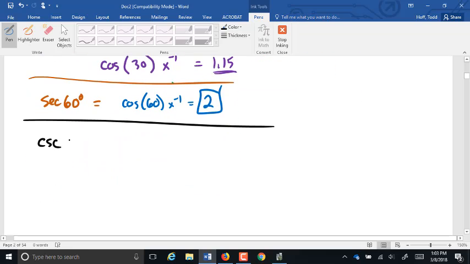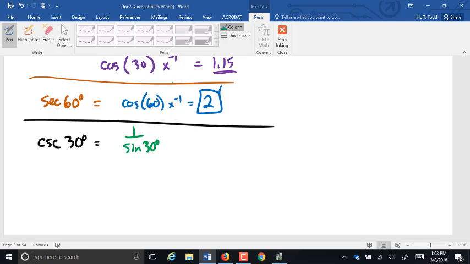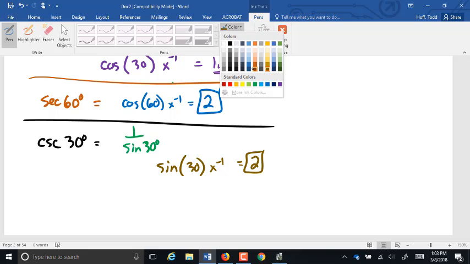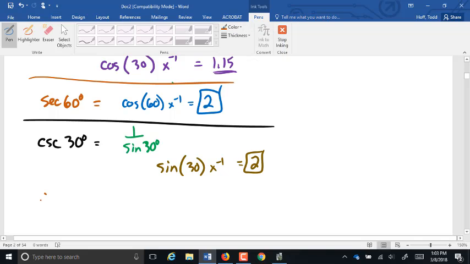Cosecant is related to which of the other functions? It is the reciprocal of the sine, 1 over sine. Again, we could do just 1 divided by the sine of 30, or we can do what we did up here. It's sine 30 degrees, close the parentheses, and hit the x negative 1 key. Tells us the cosecant of 30 is 2.